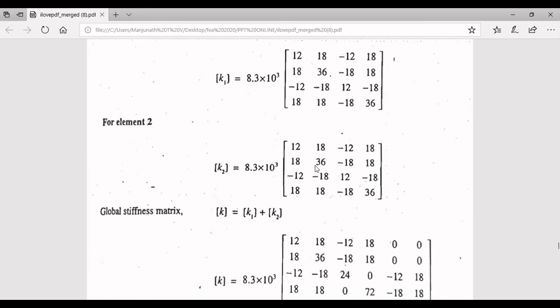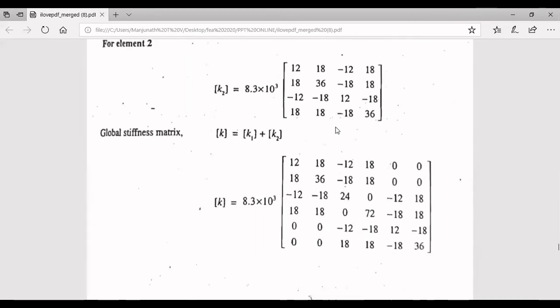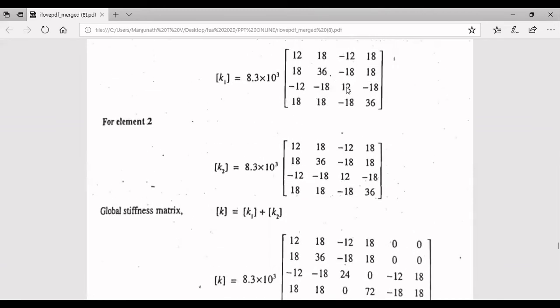Okay, so this is a very simple assembly, because we only have two elements. The common node is only the second node, so only the second node values are going to be added. The first and third node values do not have any connection with any other element, so those values remain the same. Now just write down the first element. Only these four values are going to be added to this.